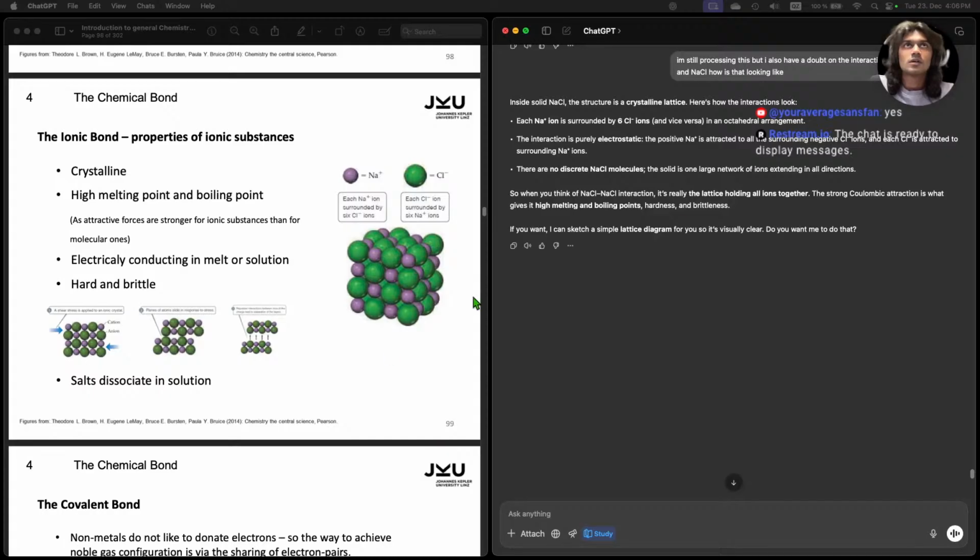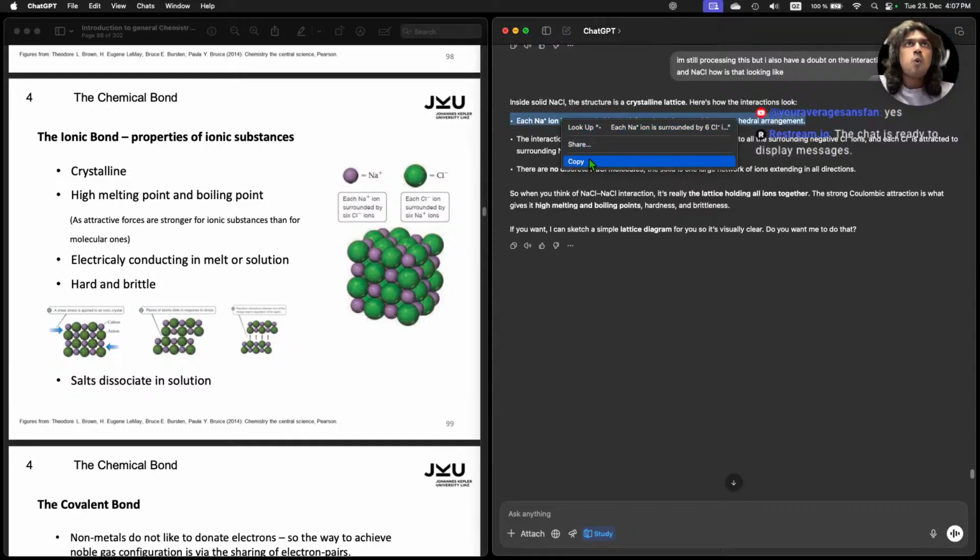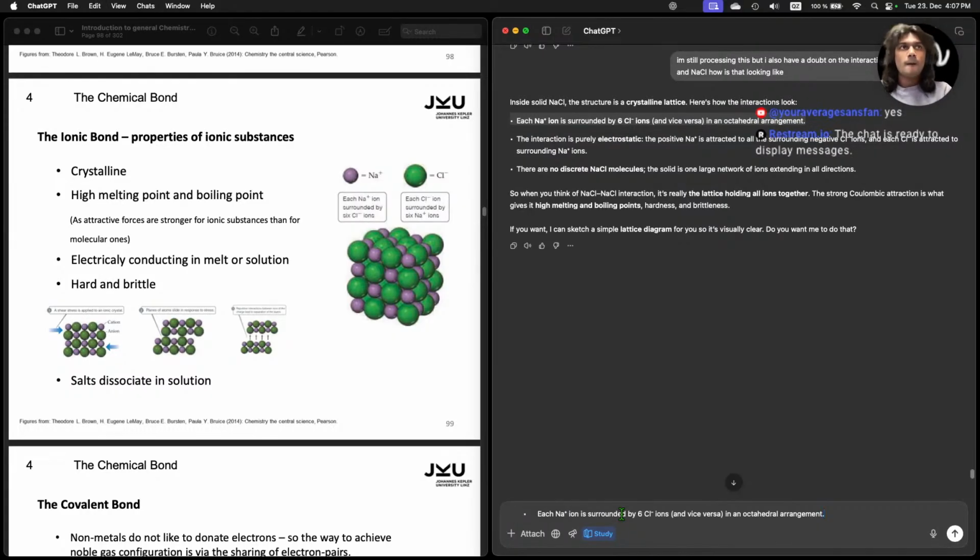So when you think NaCl, it's a lattice holding all the electrons together. That's strong Coulombic attraction. So which Na, which Cl actually absorbs the electron from the Na?